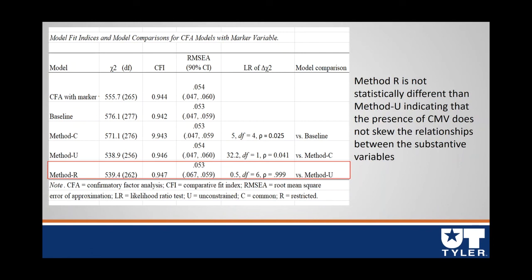Okay, so now what do I do with that information? As with a lot of statistics, this is my judgment call. And I believe that, yes, I did find a little bit of common method variance. I don't know how much, but I do know it wasn't consistent across all indicators, and I know it did not skew the relationships in the substantive variables, which is ultimately what I was checking for.